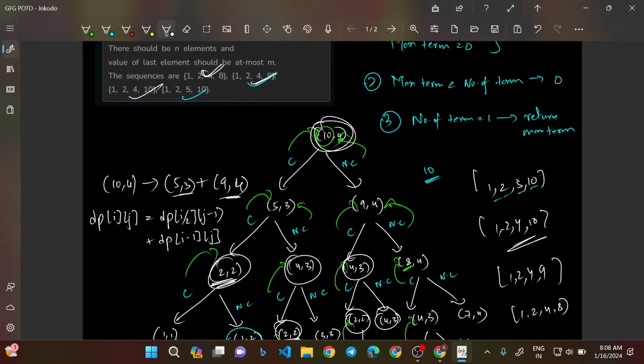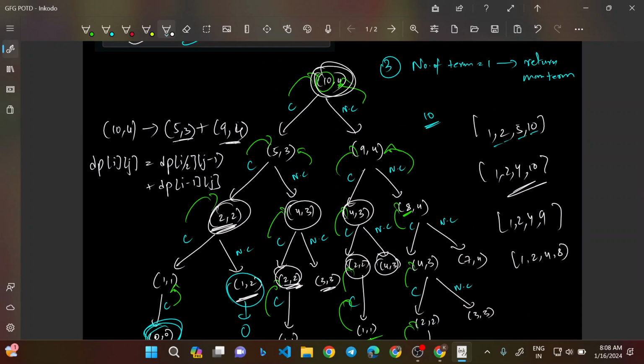For the brute force, you can just use recursion. Sorry, the brute force is basically 2 power 100, since m and n go up to 100. I don't think 2 power 100 will really work. That is the reason we need to use iterative DP, where we can use a bottom-up approach to solve this particular problem. DP of i, j depends upon 2 states.